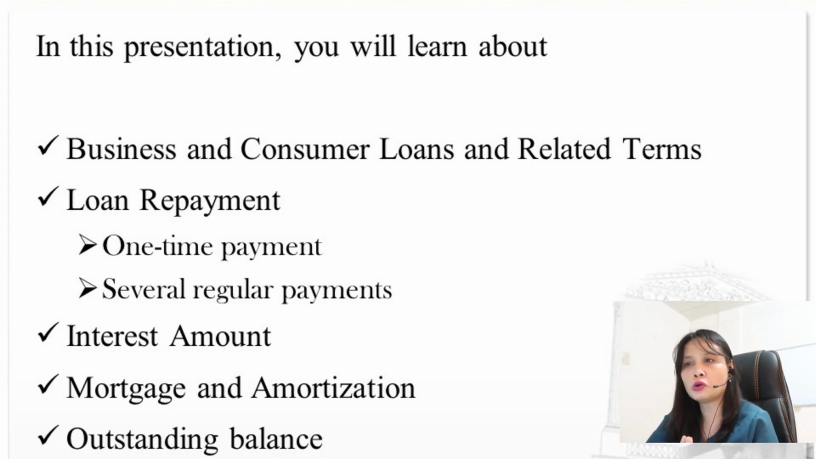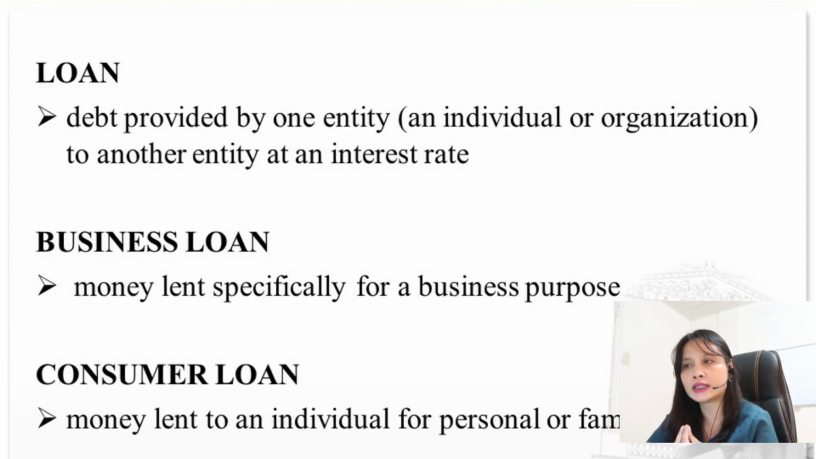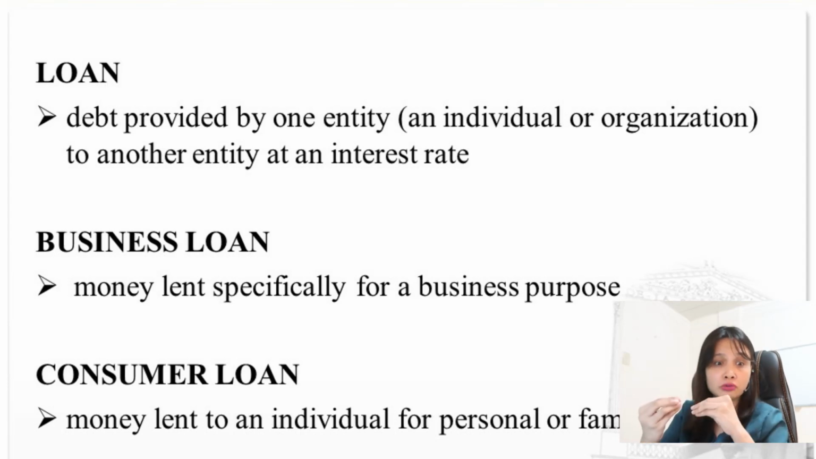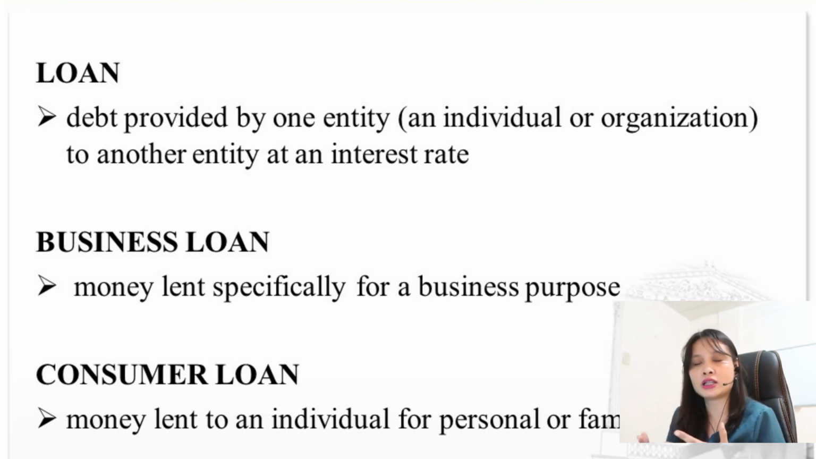Okay. What is a loan? A loan is a debt provided by one entity, an individual or an organization, to another entity at an interest rate. So that's a loan. Okay. What is a business loan? Business loan, money lent specifically for a business purpose. So if you want to lend money for your business, that is a business loan. Consumer loan, money lent to an individual for a personal or family purpose. Okay? So that's the difference between the two.